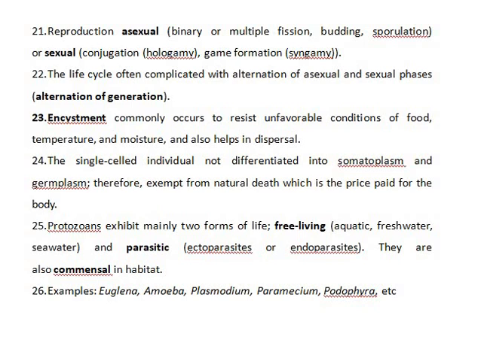The single-celled individual is not differentiated into somatoplasm and germplasm, therefore it is exempt from natural death, which is the price paid for the multicellular body. Protozoans exhibit mainly two forms of life, free living as well as parasitic. For example, Euglena, Amoeba, Plasmodium, Paramecium, Podophrya, etc.